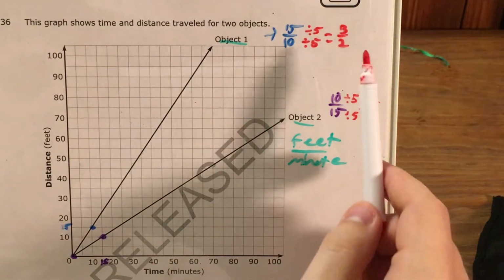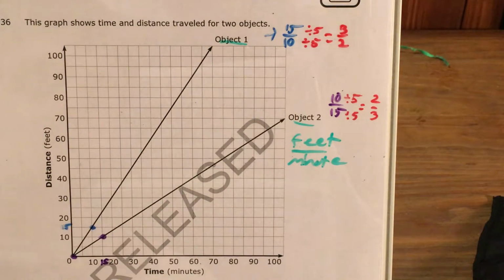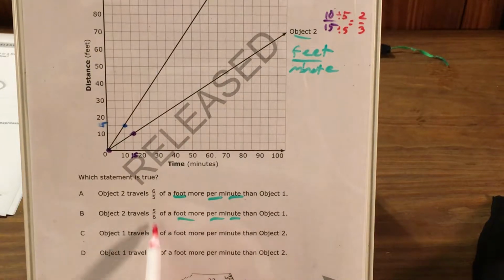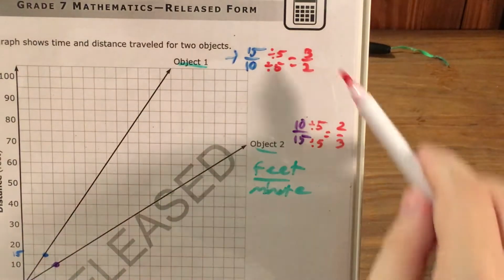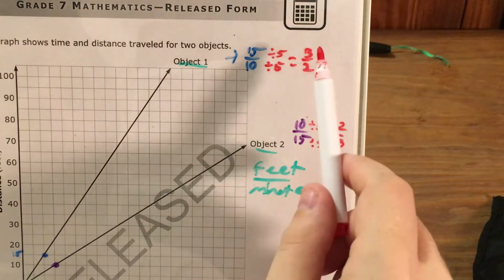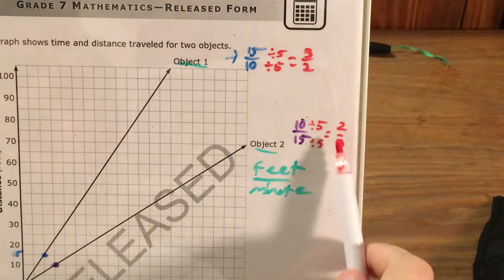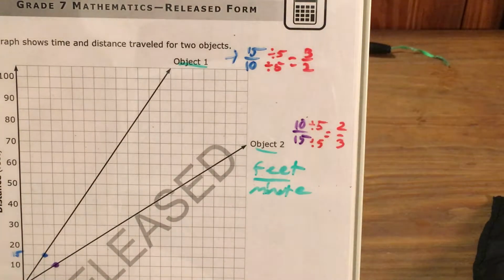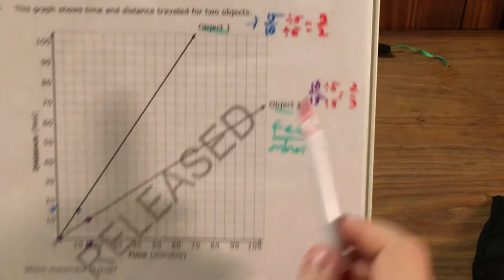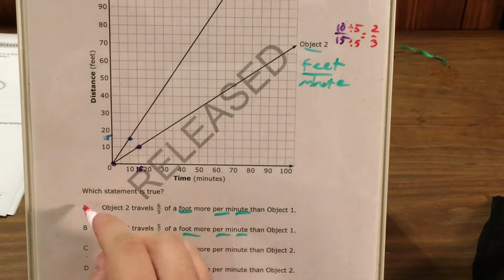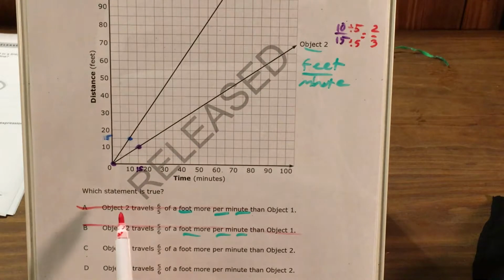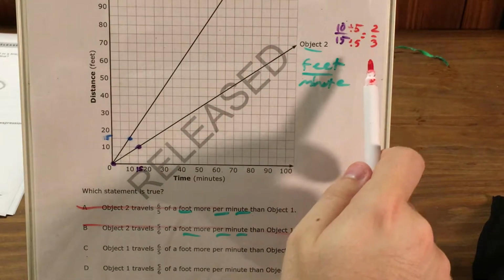So either way, we have 3 halves and 2 thirds, and our goal is now to see which one is traveling more and by how much. So if I come back to these fractions and I look at these, I see 3 halves and I think, okay, that's a whole, that's 1 plus a half. I see 2 thirds and I think that's definitely less than 1. So between the more than 1 and the less than 1, I'm saying that Object 1 is traveling faster, which means that A and B are both out as answer choices, because they both would only be true if Object 2 were traveling faster, which it's not.